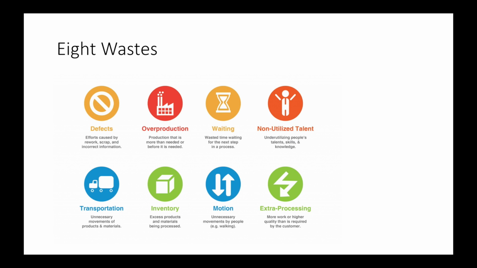I will now go through the 8 wastes in the Lean model. We have firstly the defects, efforts caused by rework, scrap, and incorrect information. We have overproduction, that is, when we overproduce products and we do not need this amount of products. Waiting, time is money, and wasted time by having to wait for the next step in the process is really bad.